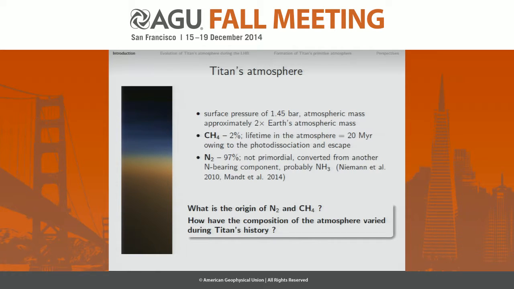Titan's atmosphere is a very massive atmosphere, and two of its main components are methane and nitrogen. Methane is destroyed by photodissociation or is lost from the atmosphere of Titan by escape, and its lifetime in the atmosphere is about 20 million years. On the other hand, nitrogen was not accreted with the satellite, but probably converted from another nitrogen-bearing compound, which was probably ammonia. So the main questions we want to address here are: what is the origin of nitrogen and methane, and how has the composition of the atmosphere varied during Titan's history?